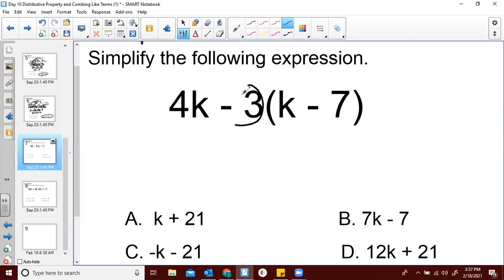We're going to distribute this negative 3 to our 1k and to our negative 7. So we'll have negative 3k plus 21. And bring down what we didn't use, which is just a 4k.